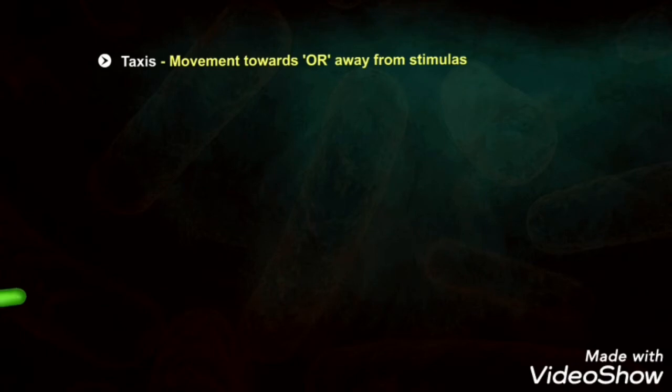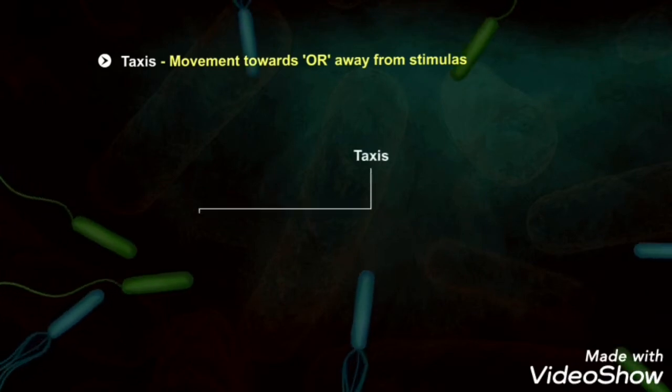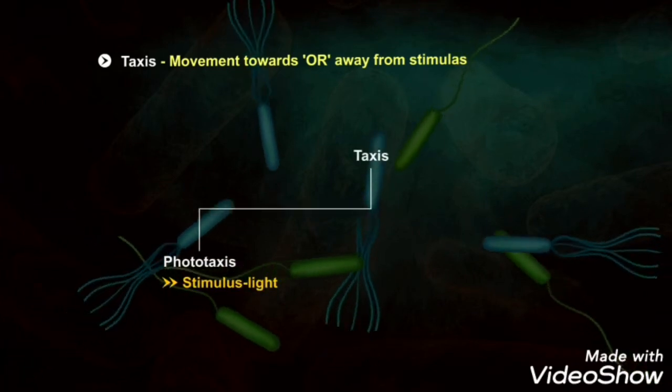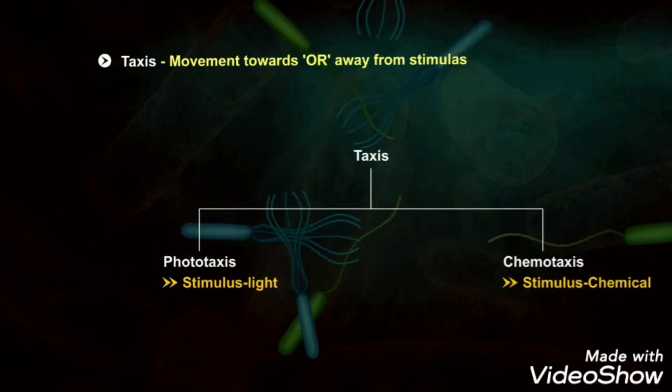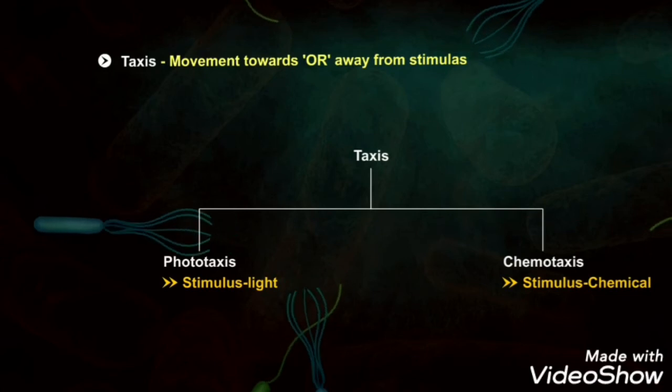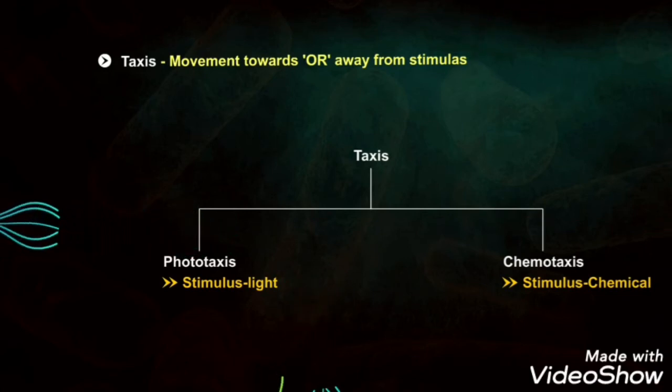Movement toward or away from a stimulus is called taxis. The stimulus can be light in the case of phototaxis or a chemical in the case of chemotaxis. In either case, the bacterium contains receptors which send signals to the flagella.